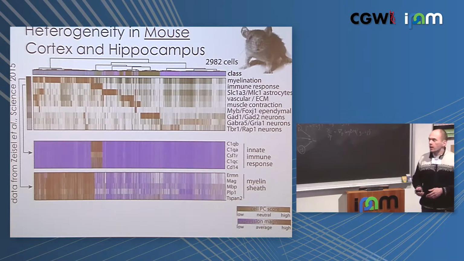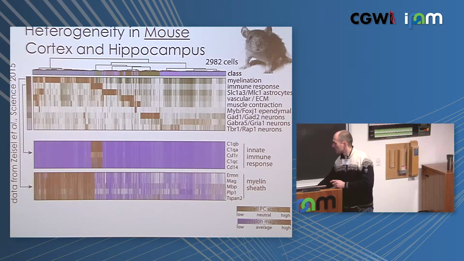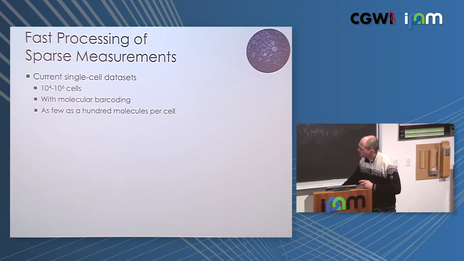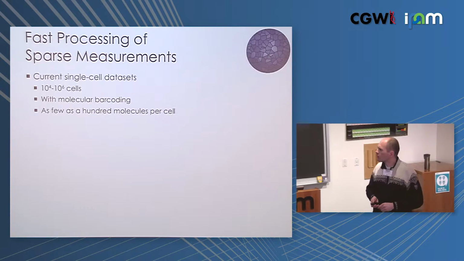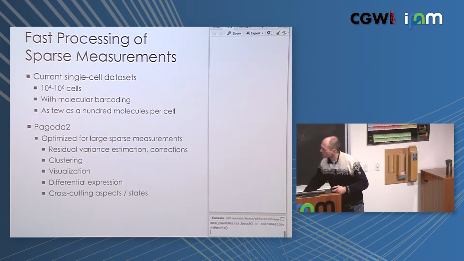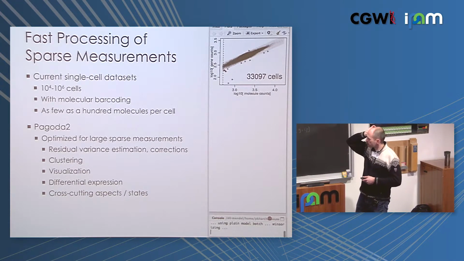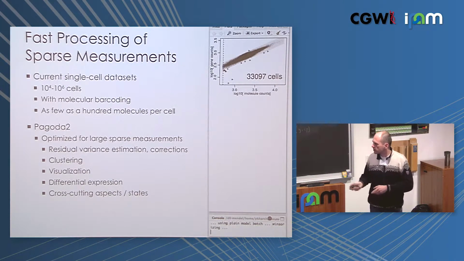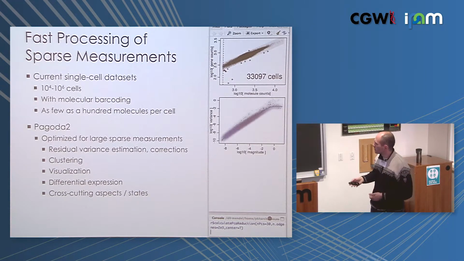These types of tools are quite valuable for trying to make sense of why certain subpopulations of cells are actually being separated. Now, as I mentioned, the scale of the data has been growing considerably, and so for these newer data sets, we're talking about hundreds of thousands of cells potentially, we needed different methods. We've designed this second generation package, Pagoda 2, which is optimized for these large measurements.